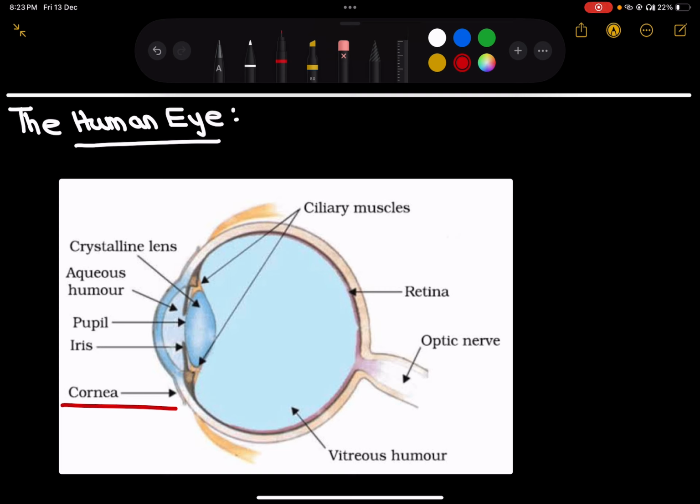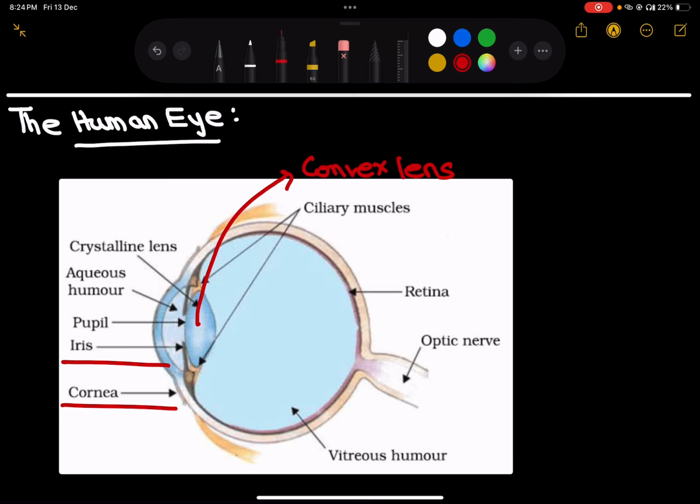Now understand this. Most of the refraction for the light rays, you might think, occurs at the lens. As you can see, this is a convex lens. I'll write that down: the eye lens is a convex lens. You might think all the refraction happens at the convex lens, but that is not true. Most of the refraction occurs at the cornea. Most of the refraction of the light rays entering the eye occurs at the outer surface of the cornea.